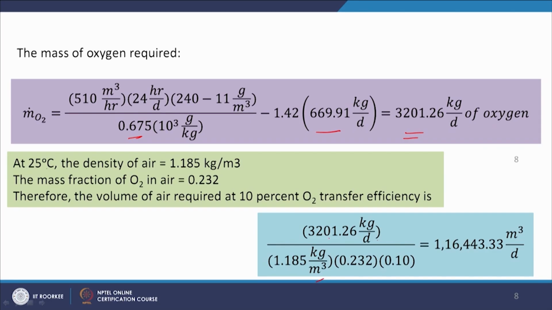So, we are converting it to the corresponding mass of air by dividing it by 0.232, because the mass fraction of oxygen in air is 0.232. Then we are dividing it by 1.185, that is the density of air. So, we are getting the volume of the air required, but since the oxygen transfer efficiency is 10%, more volume of air will be required. So, we have to divide it by 0.10. Then we are getting the amount of air required, that is 1,16,443.33 meter cube per day. So, this is the volume of air required for this process.